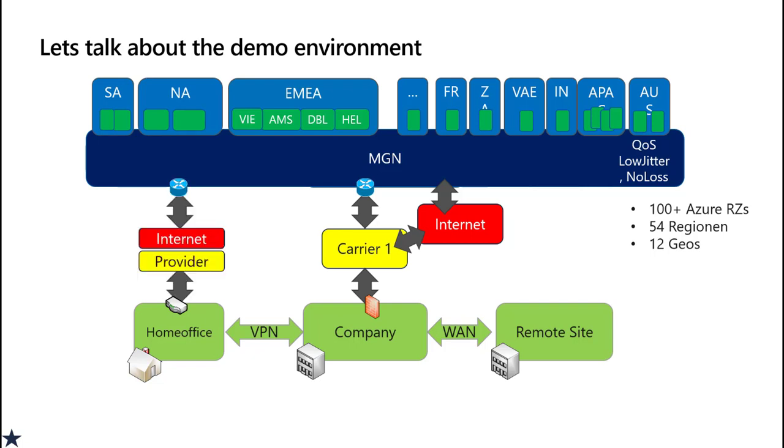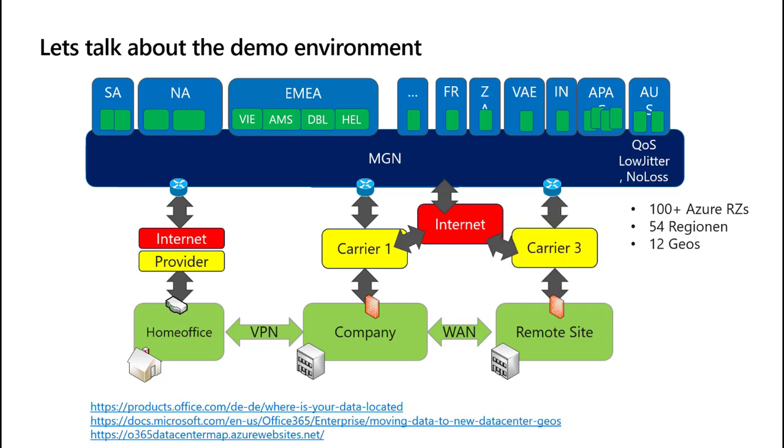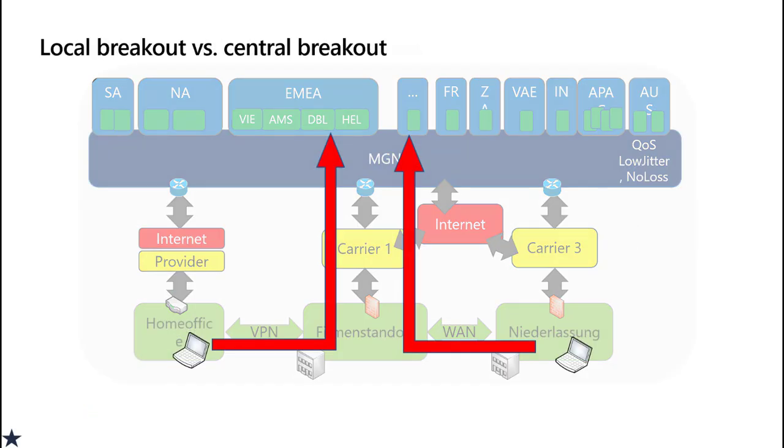If you see that picture, a home office user, of course, has an own provider, which is normally not the same like the company. So he can use another way to the Microsoft Global Network. And if you have a remote site in another country, the other country would also have a different provider for connecting to the internet and to Office 365. And we all know that this is not a good design.